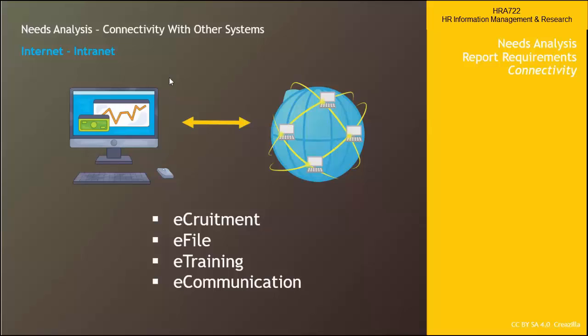But another reason you might want to connect with the internet is e-filing. So if you want to send forms to the government, electronically file them, meaning automatically submit them digitally, kind of like your taxes, right? But we might connect to Workplace Safety Insurance Board or Revenue Canada or Employment Insurance Commission. Find out if you could do it, or your benefits company. We might connect it to internet for e-training.